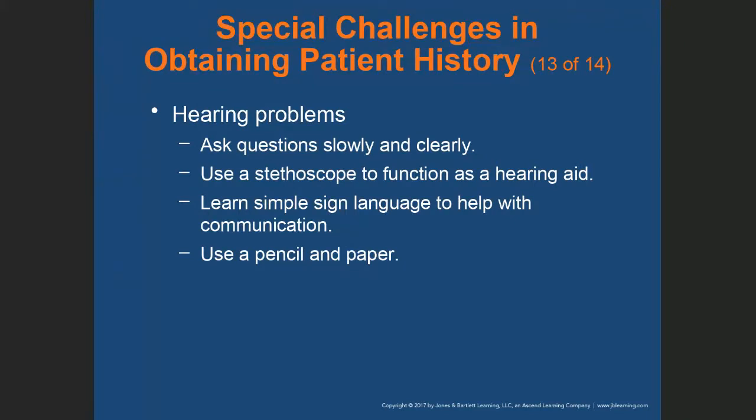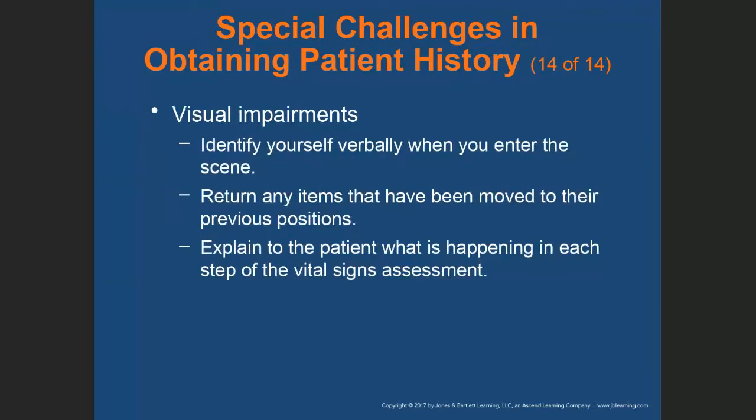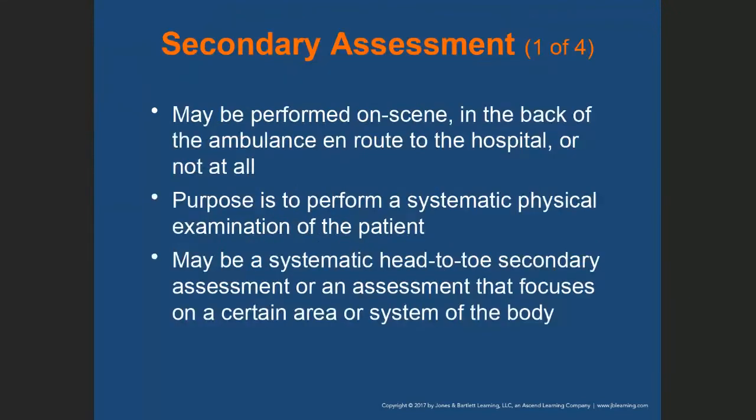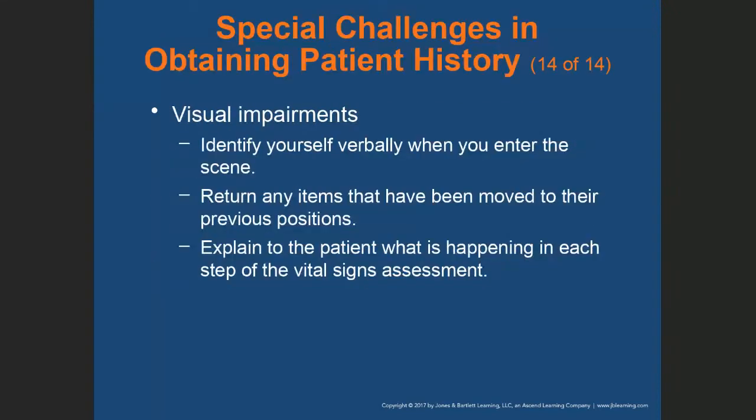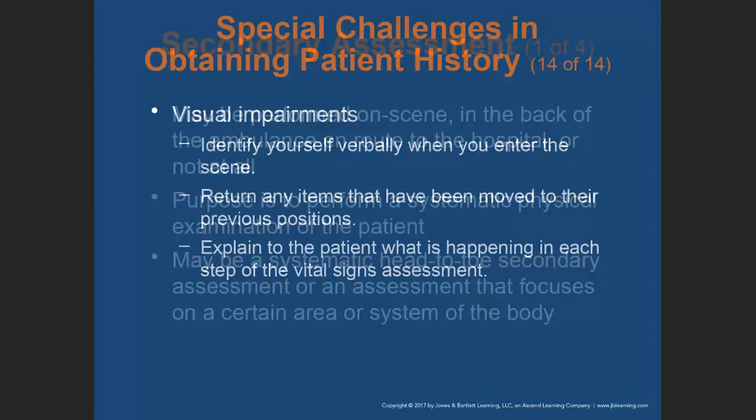And as I said, a lot of what I'm going through now are things that were a part of the communication and documentation chapter. Visual impairments. Identify yourself verbally. When you enter the scene, return any items that have been moved to their previous position. Explain to the patient what is happening in each step of the vital sign assessment. And that would be the end of your history taking segment.